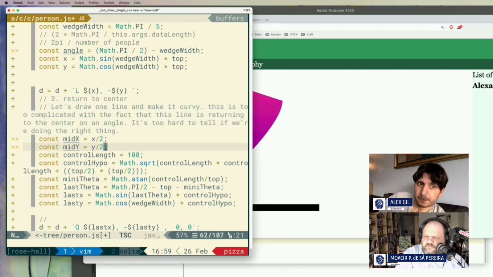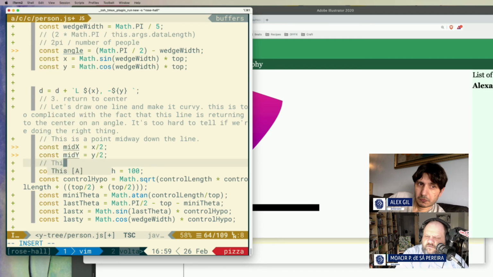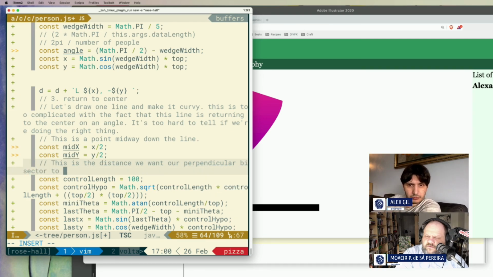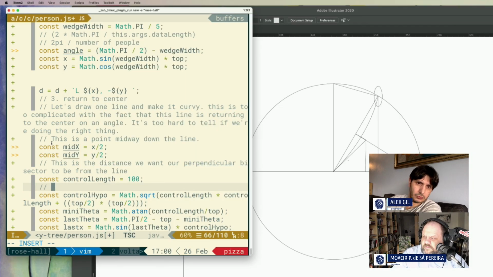Save that image, I guess. Well, hold on a sec.